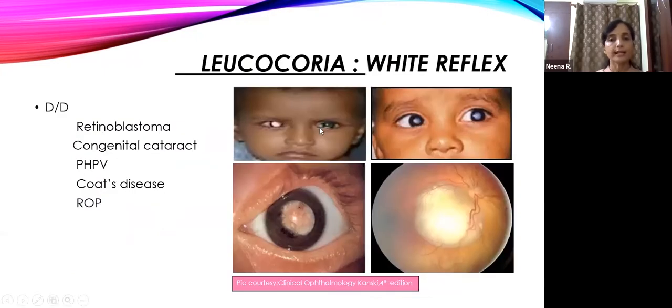So white reflex in the eye of a child is a very alarming condition, and retinoblastoma is something which we rule out first. But most of the time, it may be a cataract, or it could be a small microphthalmic eye with vascularized opacity like a persistent hyperplastic primary vitreous, or it could be something like Coats disease, or sometimes it could be an untreated ROP, which I don't see nowadays because we're all very much aware of the ROP screening guidelines, and the pediatricians are very good at that. They are very aware of the ROP guidelines.